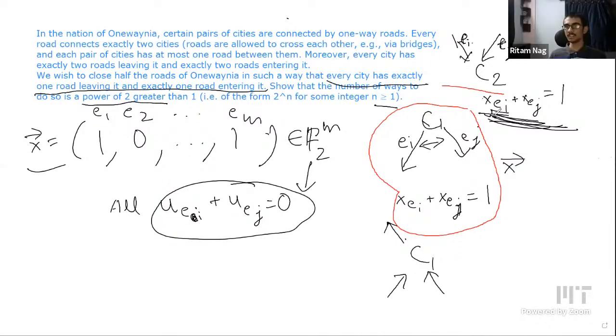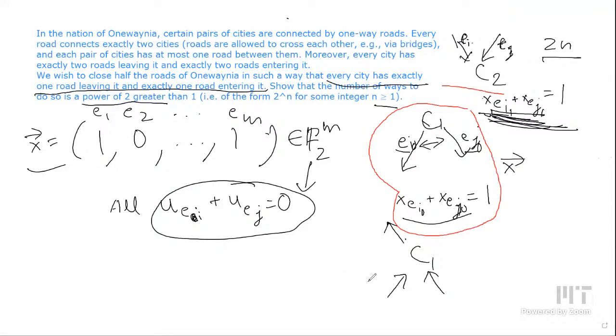Oh no, so these EI and EJ are different from these EI and EJ, right? So this is a different equation from this one. I should not have used the same notation. So if I think of this as EI0, EJ0, and EI1, EJ1, these are two different equations. So you have 2n different conditions that you need to satisfy. So 2n different equations. Oh yeah, I messed up, I guess.